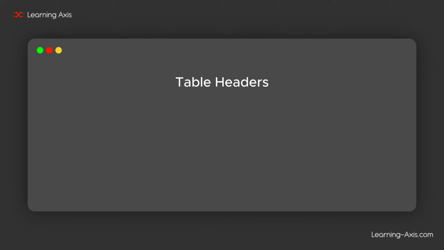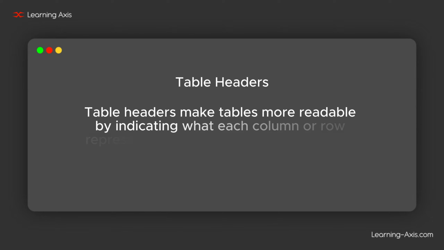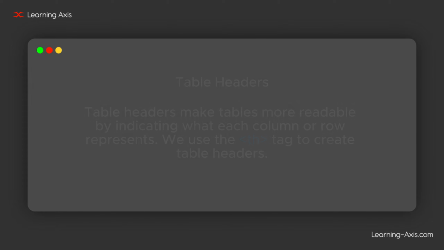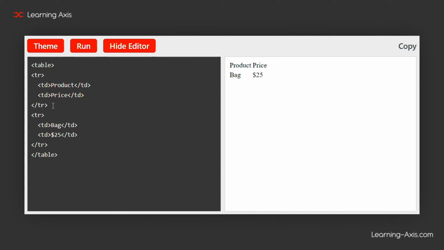Now, let's see table headers. Table headers make tables more readable by indicating what each column or row represents. We use the th tag to create table headers. Let's add headers to our previous table.